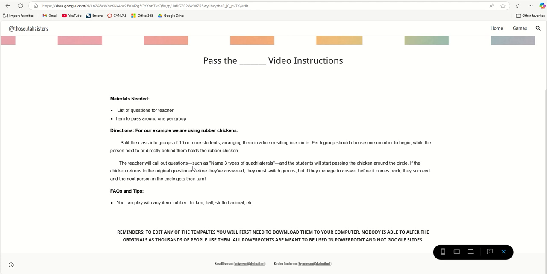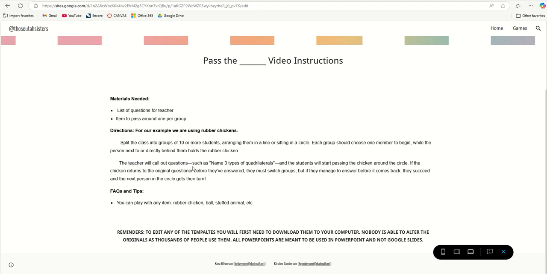So again, if I'm playing in a circle, I'm trying to answer as quickly as I can before the rubber chicken essentially gets to me. If it gets to me before I've named 3 quadrilaterals, I have to change groups. If not, I'm good, and then it just goes down the line. So the person who was holding the rubber chicken will probably be starting, and the next person will be holding the rubber chicken. If you're playing in a line, it's a lot easier to keep track of.